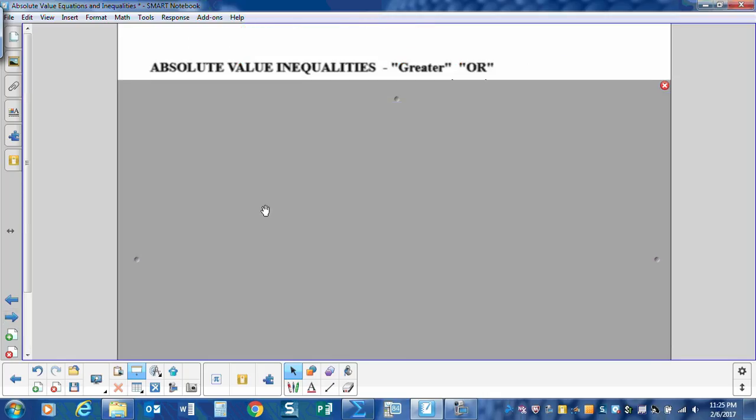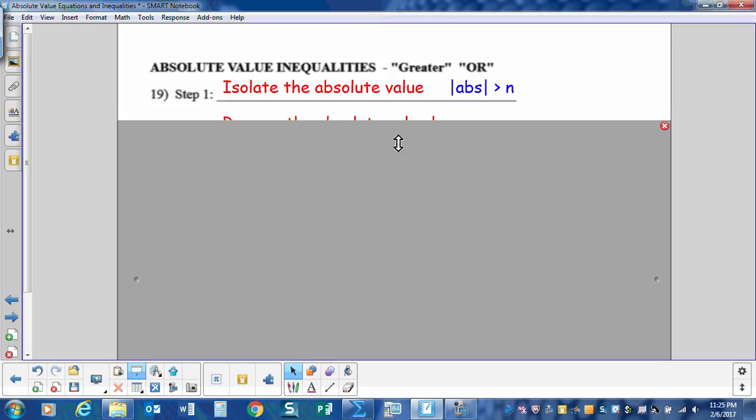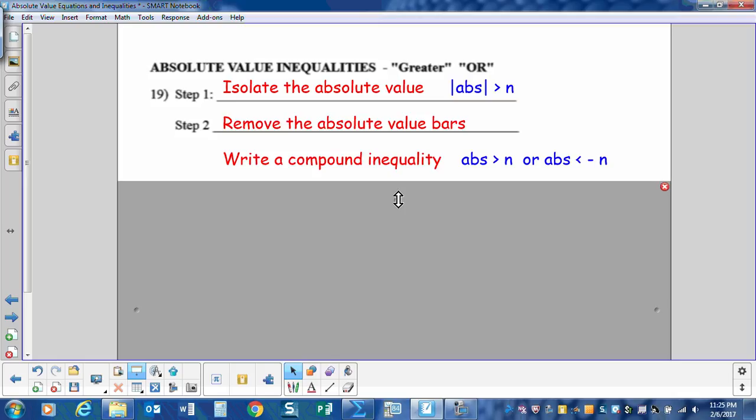And now we'll look at the absolute value inequalities with the greater, and we're going to think of "or." Greater, we're going to be writing an "or" statement. So again, we're going to begin by isolating the absolute value. Then we're going to remove the absolute value bars. And then we're going to write a compound inequality. The numbers inside the absolute value will be greater than n, or the absolute value will be less than negative n.